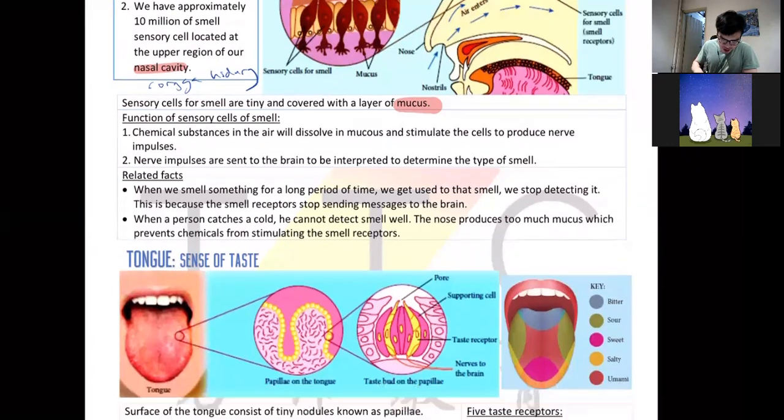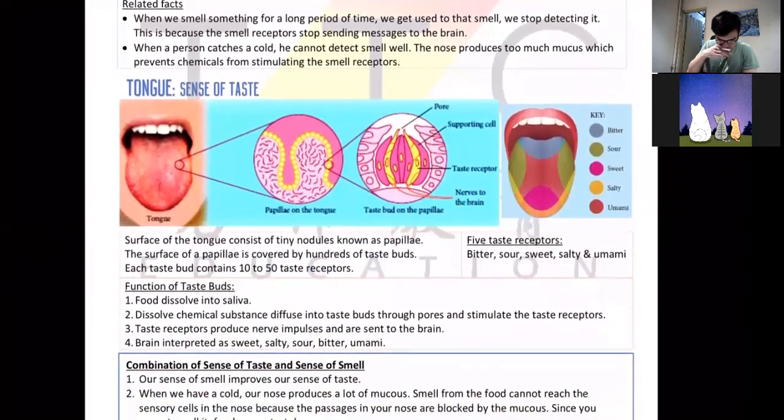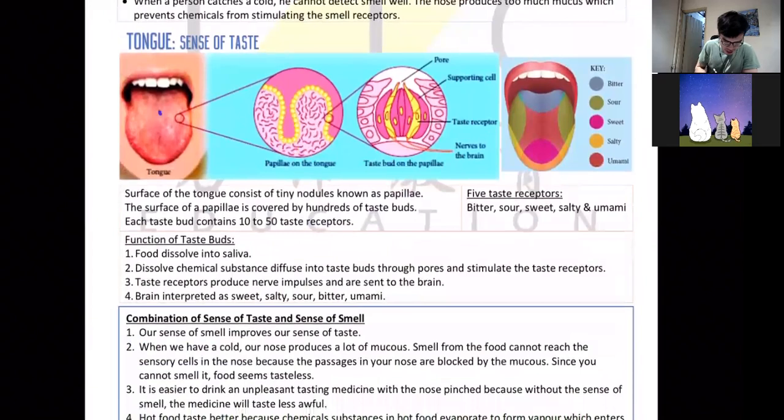Okay, so let's look at our tongue. Our tongue has millions of bits on it called taste buds. It's called tunas rasa in Malay. In Mandarin it's called 味蕾. Stimulate is to activate. Stimulate your eyes, stimulate your ears, stimulate your nose. To stimulate, merangsangkan. You can say activate. When your receptor works, it is stimulated.